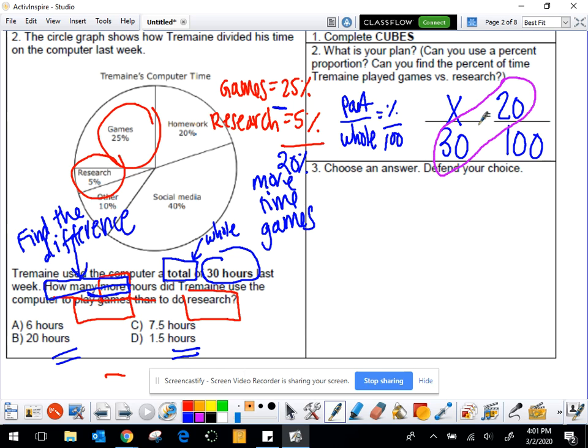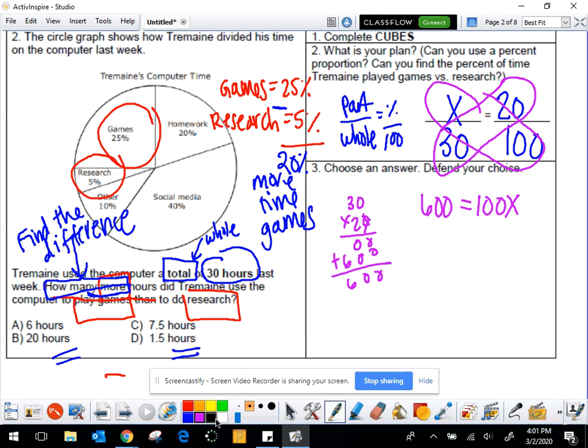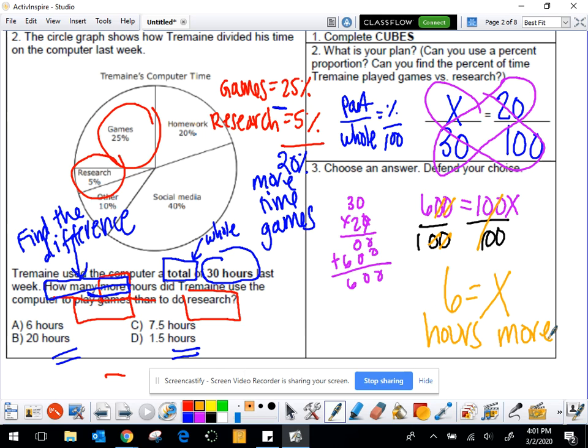So we have 30 times 20. So 0, 0, 0, 0, 6, add. That's 600. So 600 is equal to, on the other side, 100 times x is 100x. Last step is to divide by 100 on both sides. We can cross out these zeros right here. 6 divided by 1 is 6. So 6 hours more were spent on video games than researching.